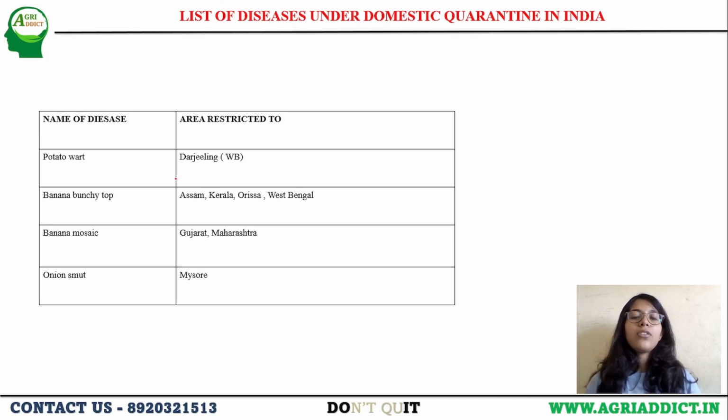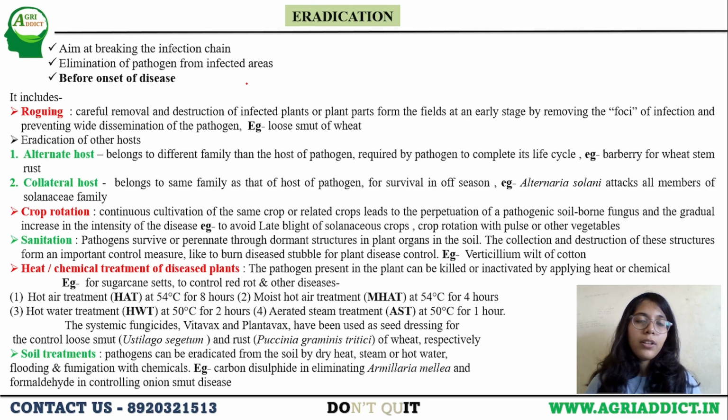And here is the list of the diseases that are under domestic quarantine in India. I have already mentioned the potato wart, and the area it is restricted to is West Bengal, and the place name is Darjeeling. Banana bunchy top is restricted to areas like Assam, Kerala, Orissa, and West Bengal. Banana mosaic is restricted to Gujarat and Maharashtra, and onion smut is restricted to Mysore. So I hope that the exclusion method is clear to you.